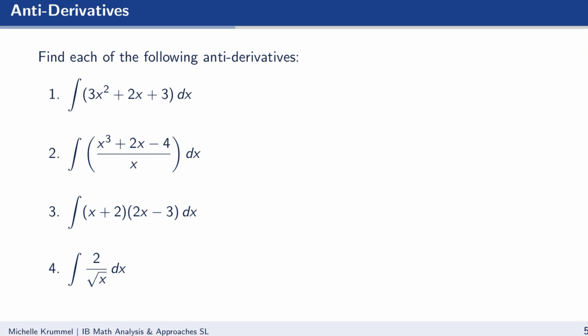There are other ways you can do this. If you like to think of this denominator as x to the power 1, then subtract your exponents, you can do that as well. But I like to just think about it as each term in the numerator is divided by x. So x cubed divided by x is x squared. 2x divided by x is 2. And then negative 4 over x.